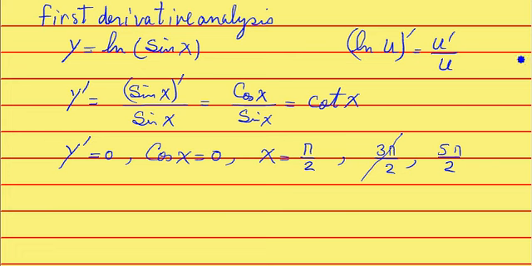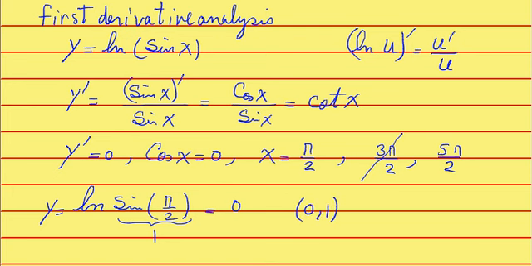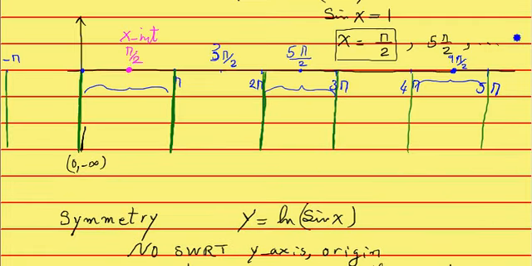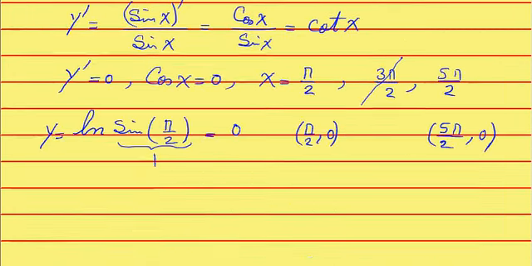What's the function value at those points? So let's calculate logarithm of sine of, for example, pi over 2. Well, sine of pi over 2 itself is 1. Logarithm of 1 is 0. Excuse me, let me correct myself. That point has the coordinates pi over 2 and 0. Corresponding to this, there is a point on the function that is 5 pi over 2, 0, and so on. So these are the points where the tangent line is horizontal. They are right on the x-axis themselves. Let's go ahead and do a first derivative analysis here.